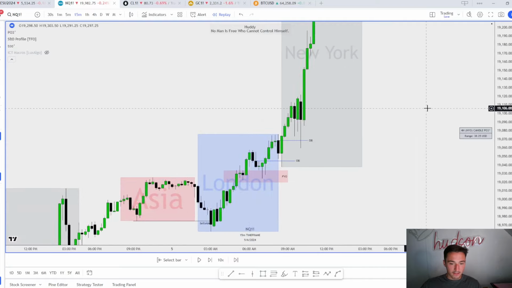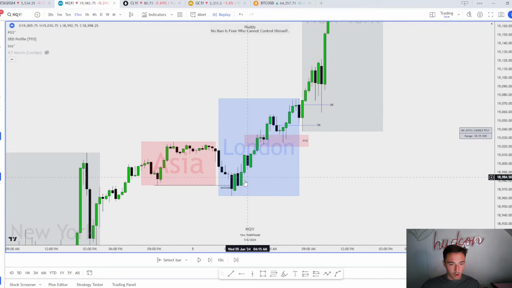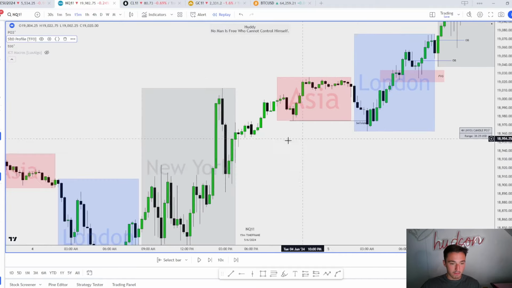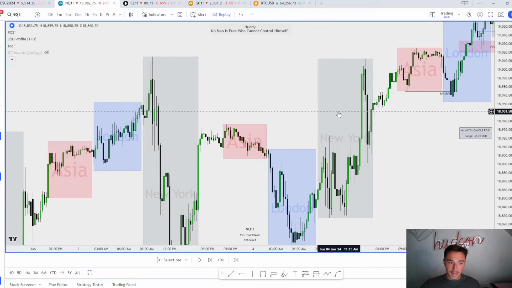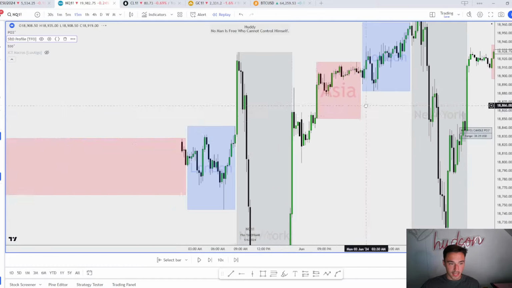So right here we have an example of enough PD arrays formed, a protected low formed to not allow us to go down here. So that is a good example of when we can't anticipate both sides being taken.